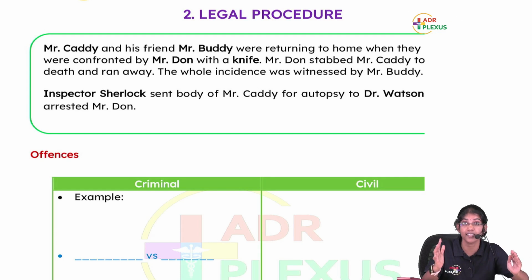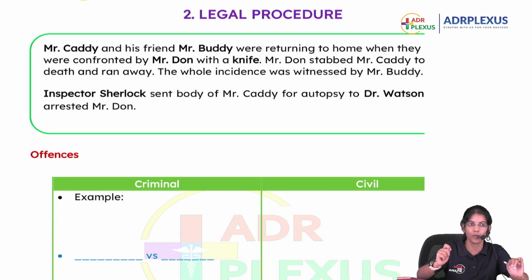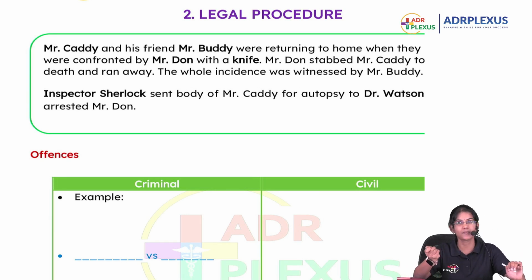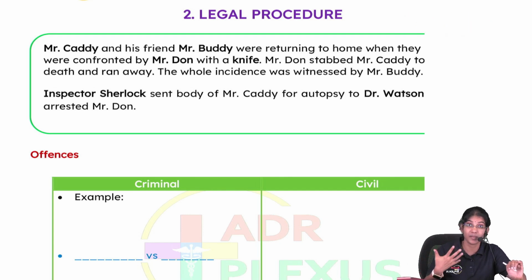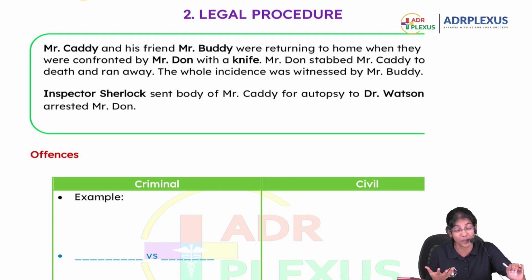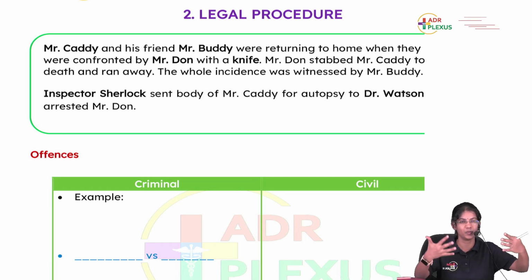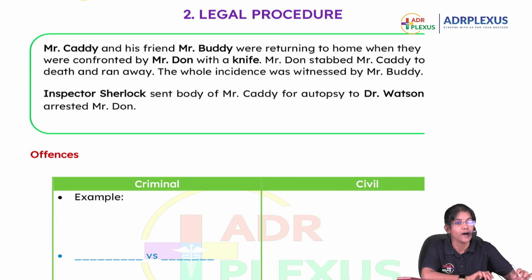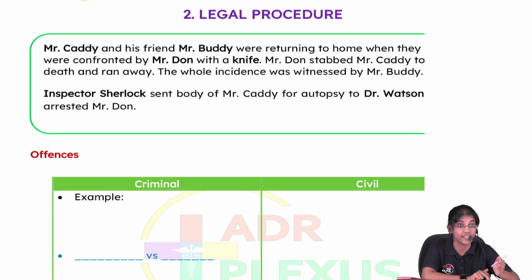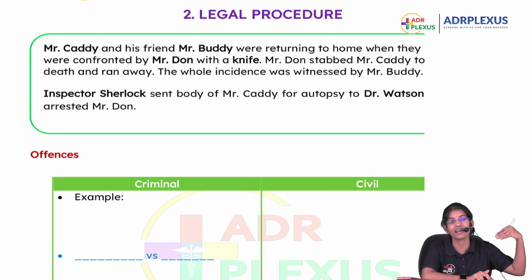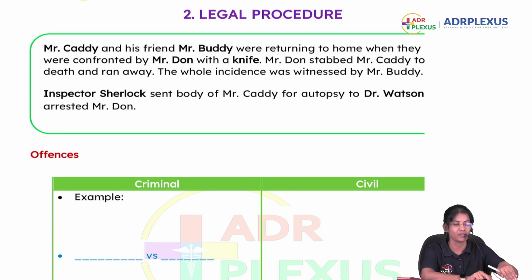So we are going to see this particular case. Two friends, Khadi and Buddy, returning home. They were encountered by a Don. Don stabs Khadi, right? Buddy becomes the witness. Everything is witnessed by Buddy. Inspector Sherlock Holmes comes, takes the body for autopsy, and we as doctors, we are Dr. Watson, right? We do the autopsy. Okay, so let's see it. We are going to see what type of crime it is, what type of offense it is, who's going to try it, how we are going to be there as a part of recording of evidence. That's what we're going to see.